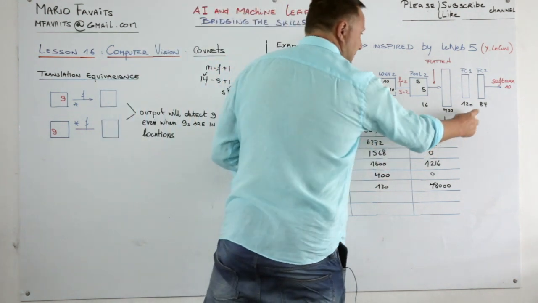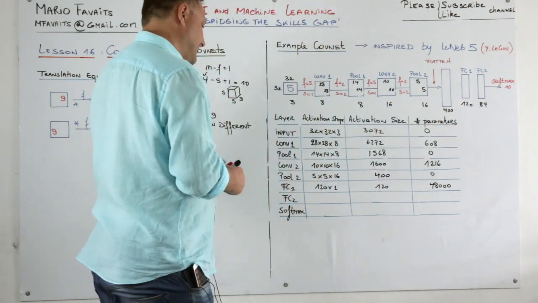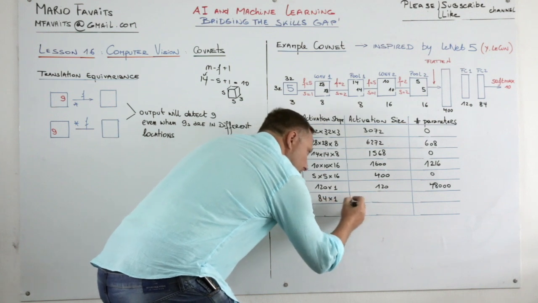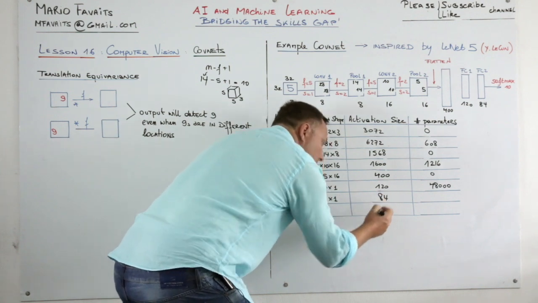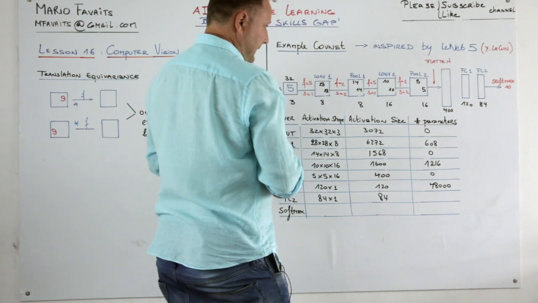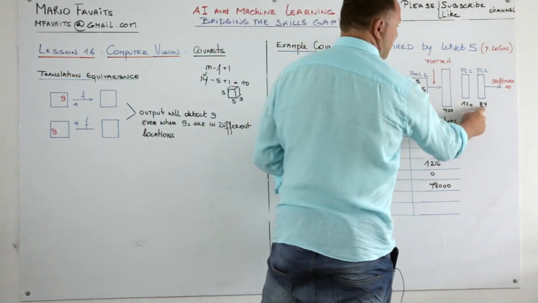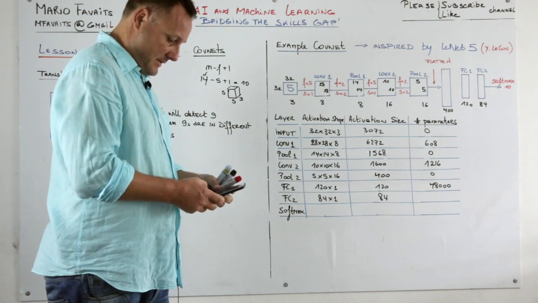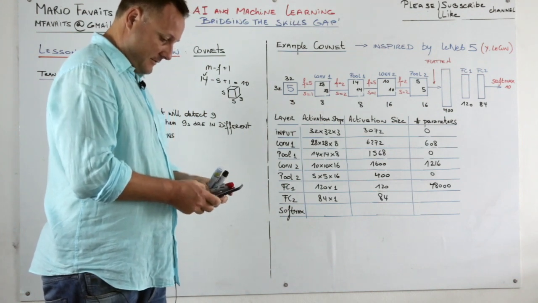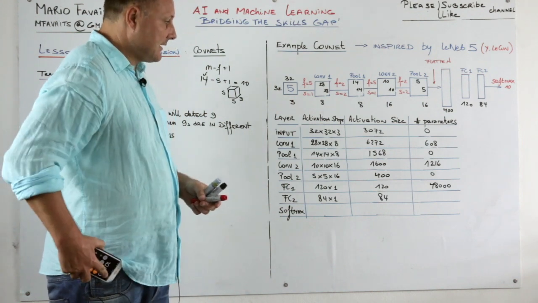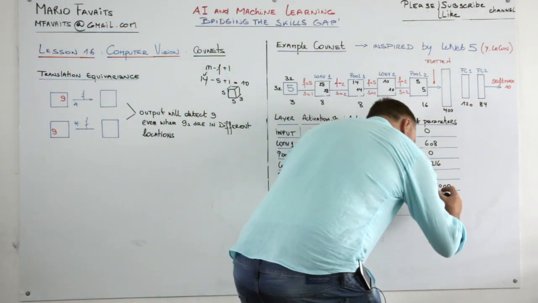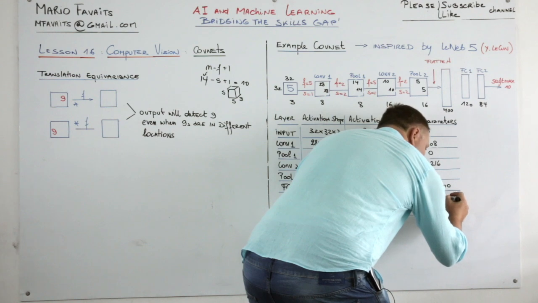And the next one we have an 84 fully connected layer, so that's going to be 84 times 1, and that's 84. And the number of parameters is going to be 84 times 120. 84 times 120, 10,080.